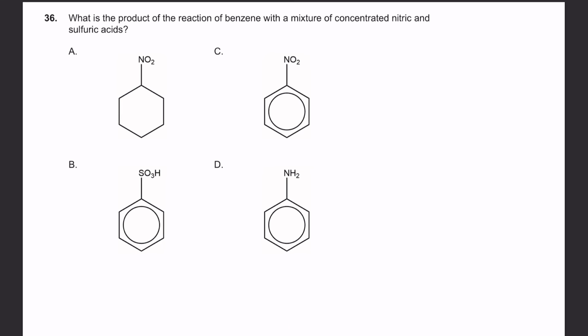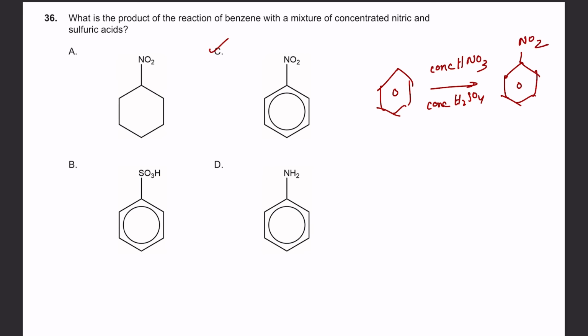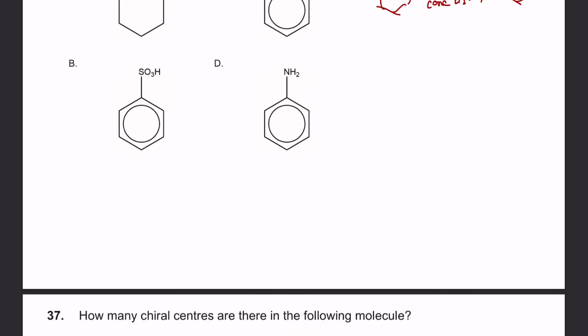Now, reaction of benzene with concentrated nitric acid and sulfuric acid is always nitrobenzene. We can directly put option C. Okay, so what happens is, this is the reaction. Conc HNO3, Conc H2SO4, and NO2 group gets substituted to this benzene ring. And option C becomes the correct answer.